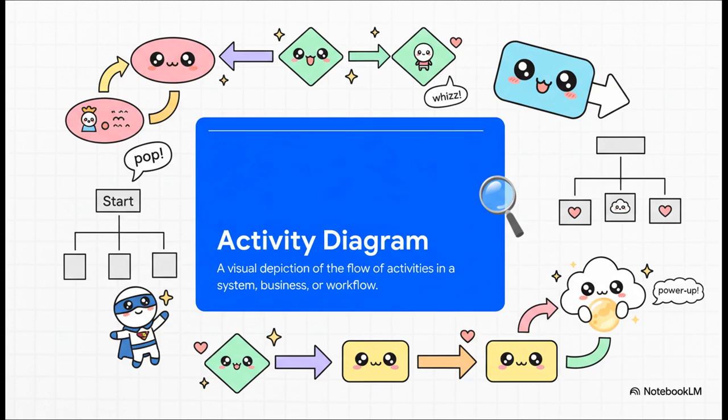So, what is an activity diagram really? Well, at its heart, it's a visual map of a process. It shows you what has to happen, and just as importantly, in what order. The best way to think about it is like a flowchart, but a flowchart that hit the gym. It's got some extra features that let us handle real-world messy complexity.